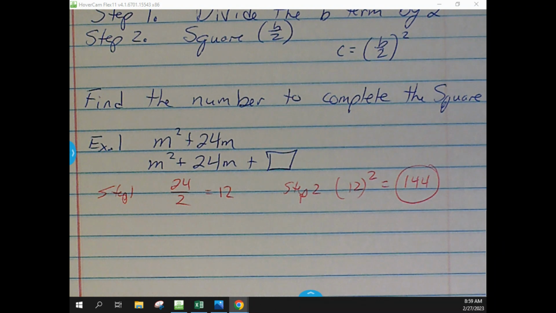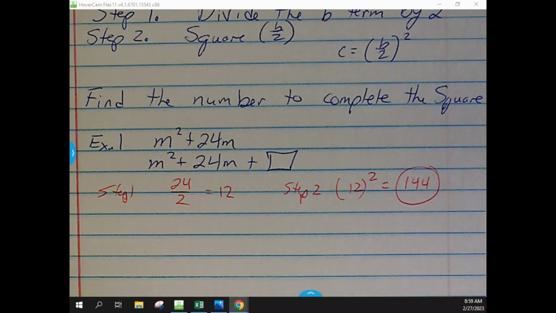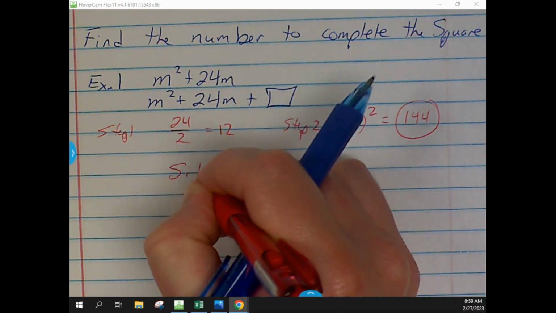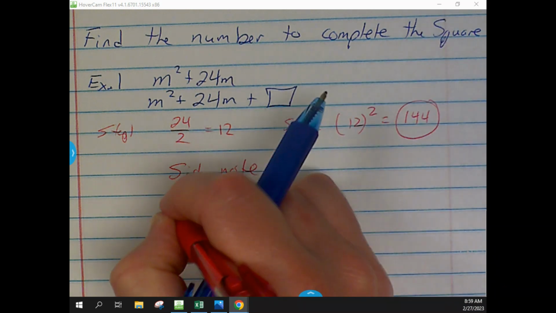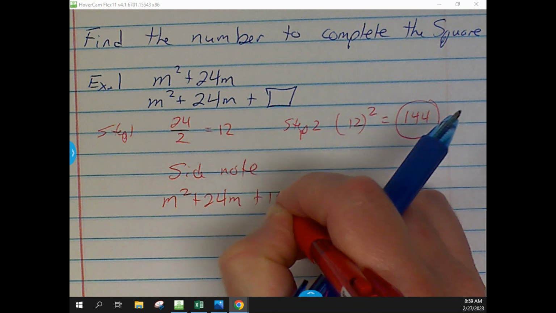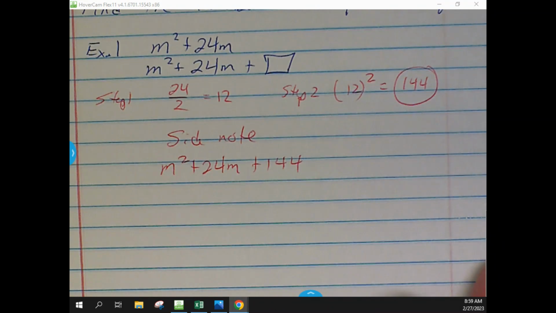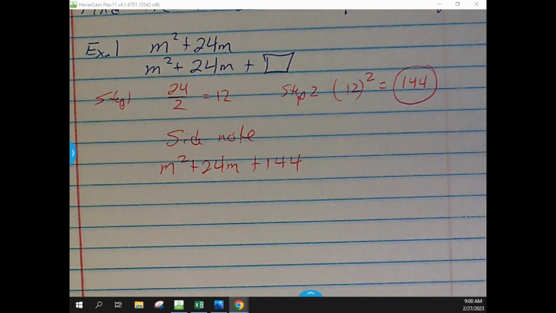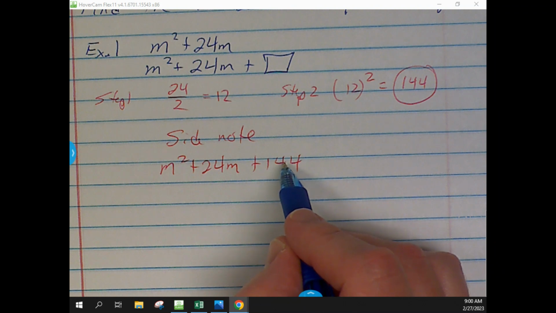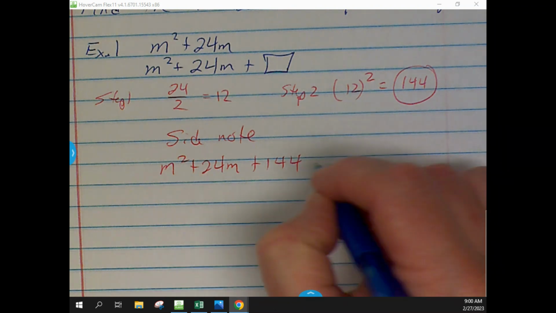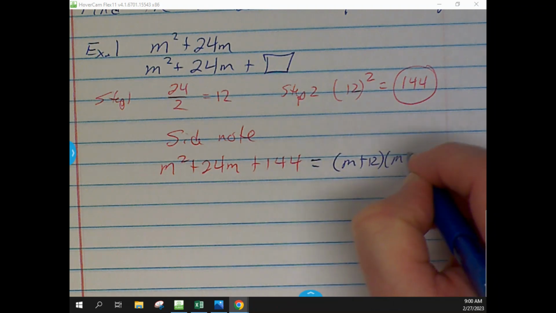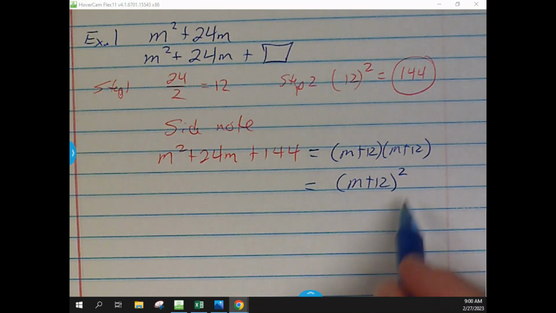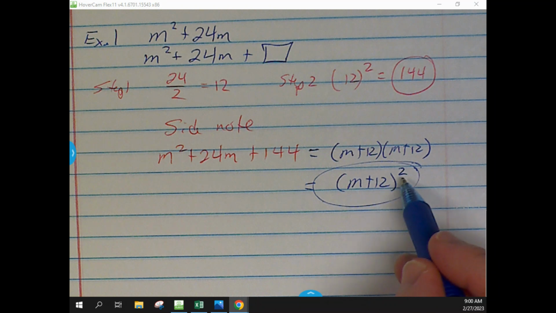And you may be thinking, what else do we do? That's it. That's all you have to do. Now here's what they're really getting you ready for, and why they call this completing the square. Side note here: if you did take this 144 and plug it in, that's a perfect square number, because 144 is 12 times 12, right? The factors of 144 that would equal 24 would be 12 and 12, right? So what they're trying to get you to see is that it'd be m plus 12 times m plus 12 if you factored it, which would really be m plus 12 squared. And so that's the completing the square part, now that you've got something squared.